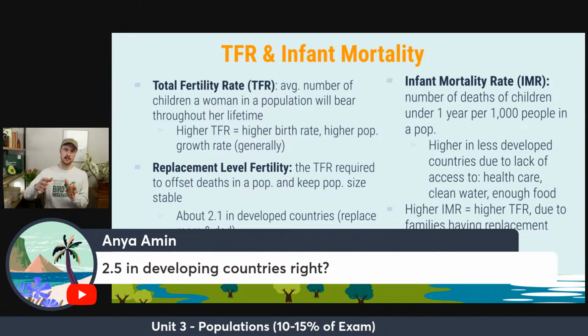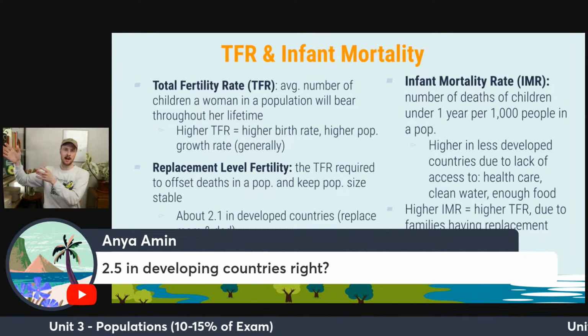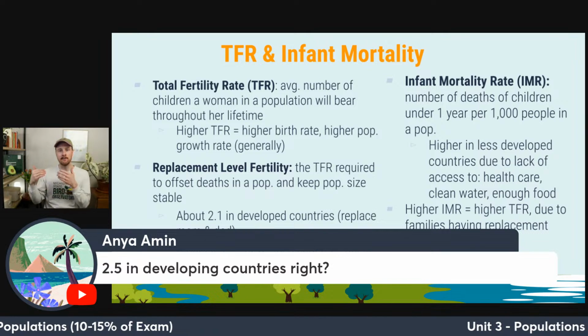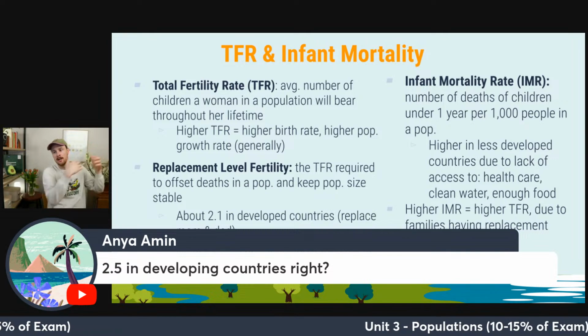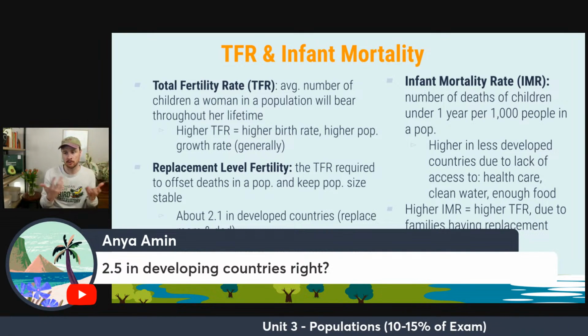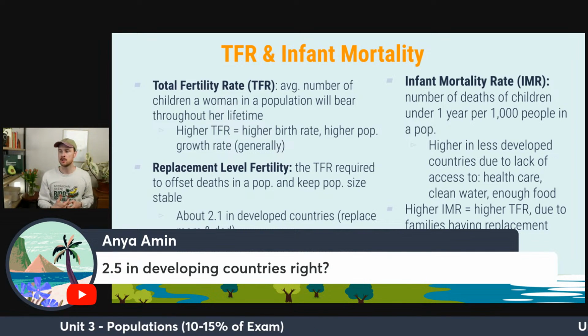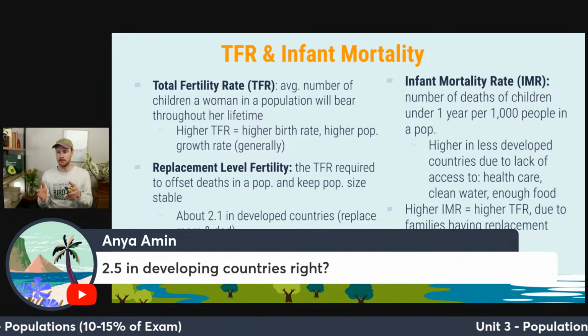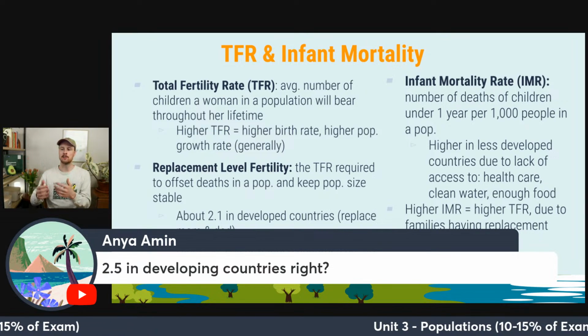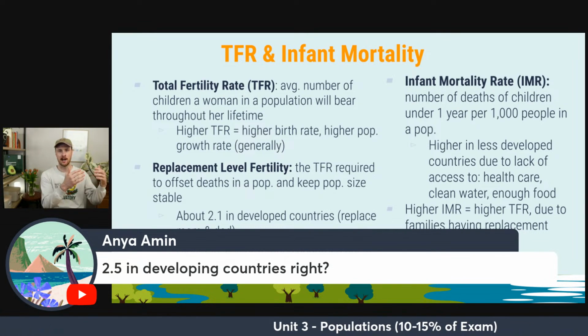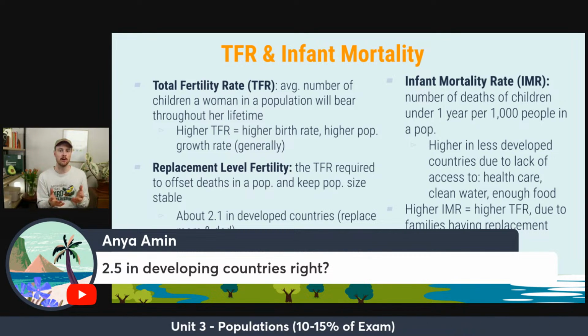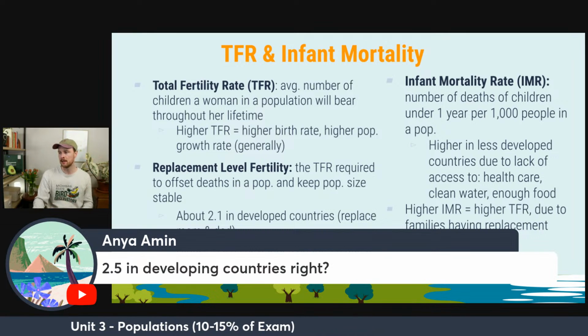So the other reason that replacement level fertility goes higher is because not every child makes it to adulthood and actually replaces the parents. So it's really sad, but a lot of children die in their first year. So the infant mortality rate of a developing nation will be higher, which means the replacement level fertility is higher. You need more total children born to still grow the population.